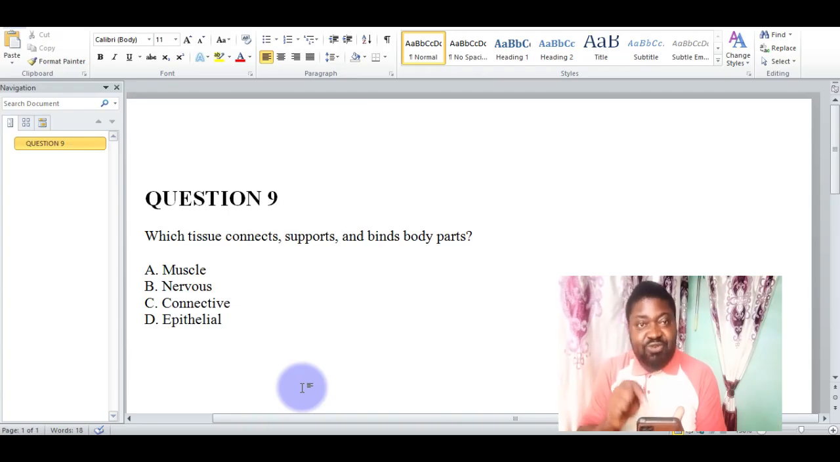So in terms of connectivity and also support and binding body parts, if it connects from one part to another, it is binding and also providing support. Then we are talking about the connective tissue. Therefore, the answer here is option C, which is the connective tissue. Let's move to the next question.